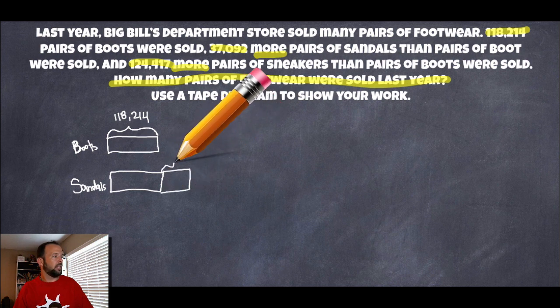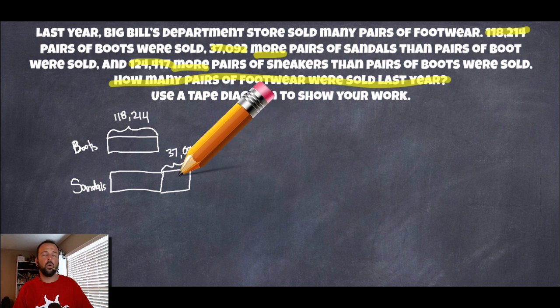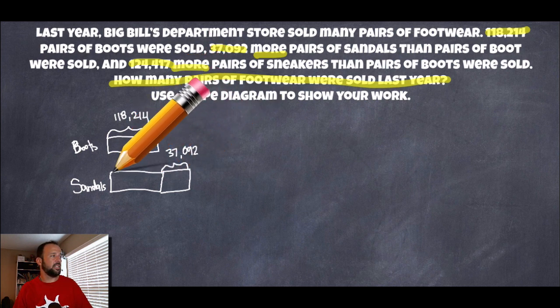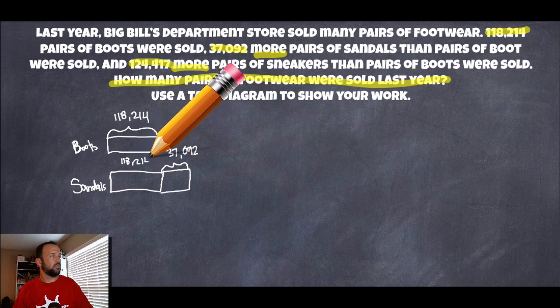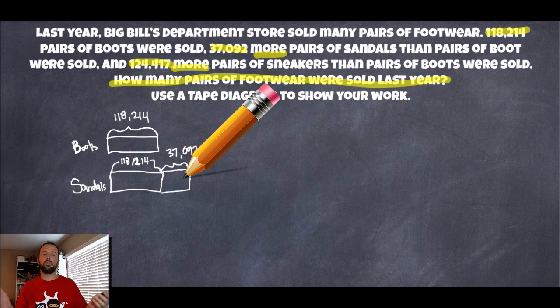And this could represent the 37,092 more, right? So I would still have this 118,000. I'll just go ahead and write it in here. 118,214. That would be this piece here. Sorry, my lines are getting kind of squiggly in there, but you're getting the idea. So it would be this, the amount of boots plus 37,092. That would give me the total number of sandals that we sold. Okay, with me so far?